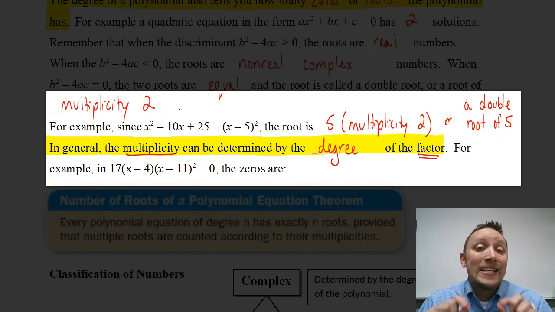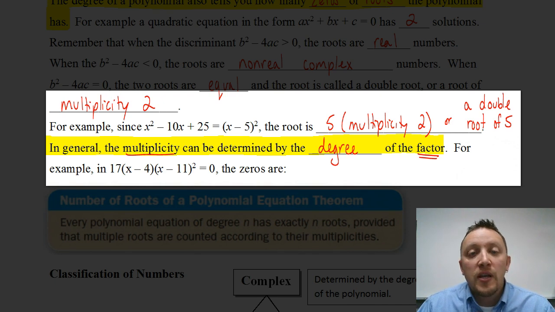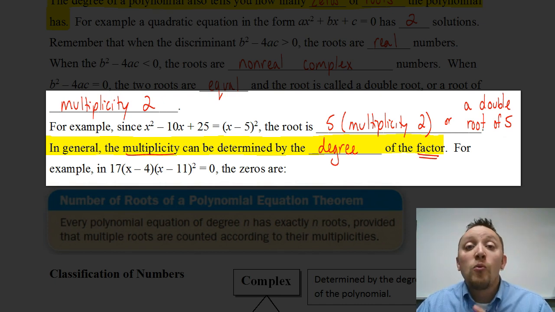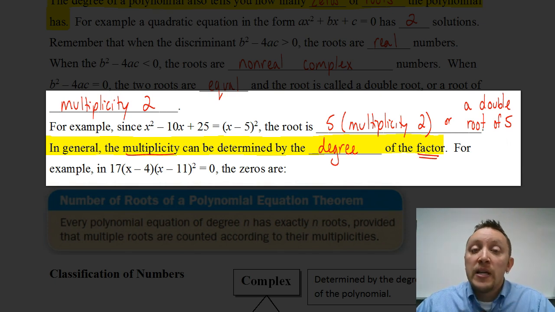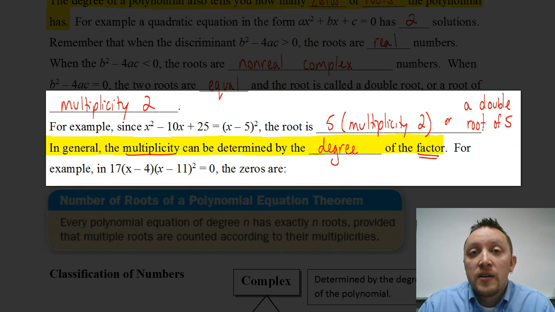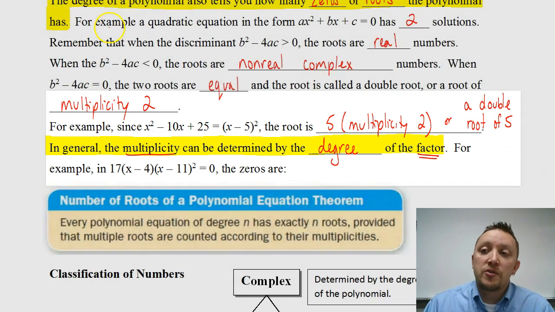So in general, the multiplicity can be determined by the degree of the factor. Okay, so now originally we said that the degree of the polynomial, when it's in standard form, tells us how many zeros or how many roots there are. When we have it in factored form, if any factors have an exponent, if any factors have a degree, that tells you the multiplicity. So if the degree is more than 1, that tells us what the multiplicity would be. Let's look at this. I'm going to scroll down here.